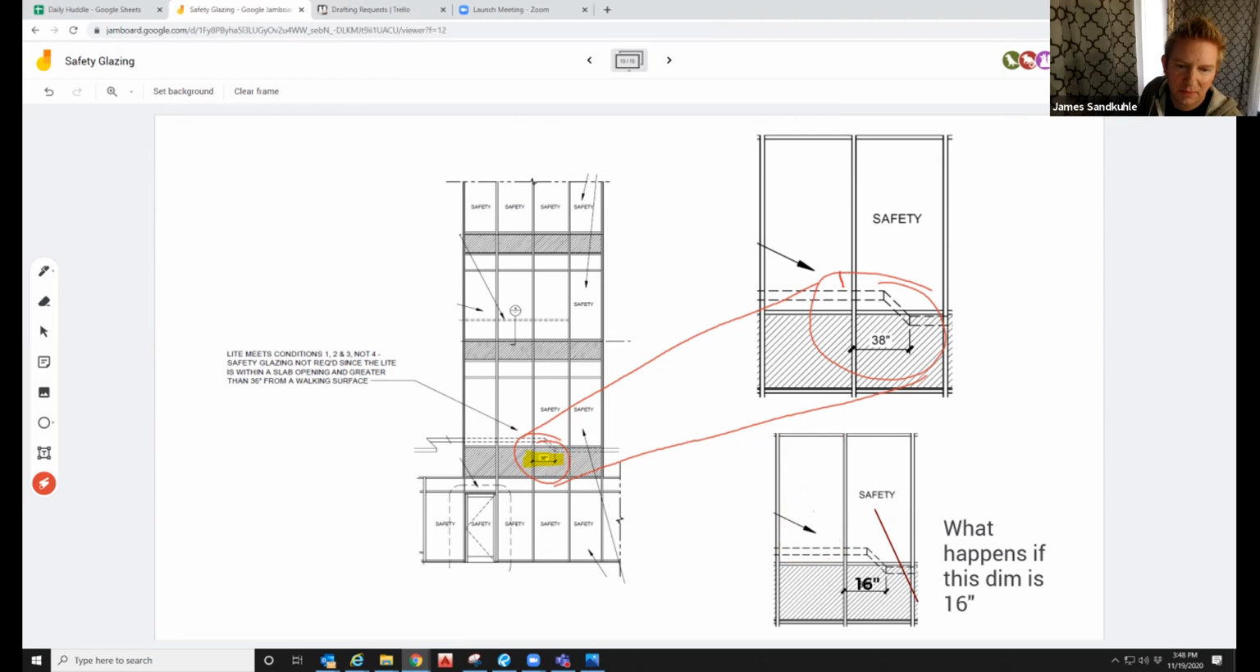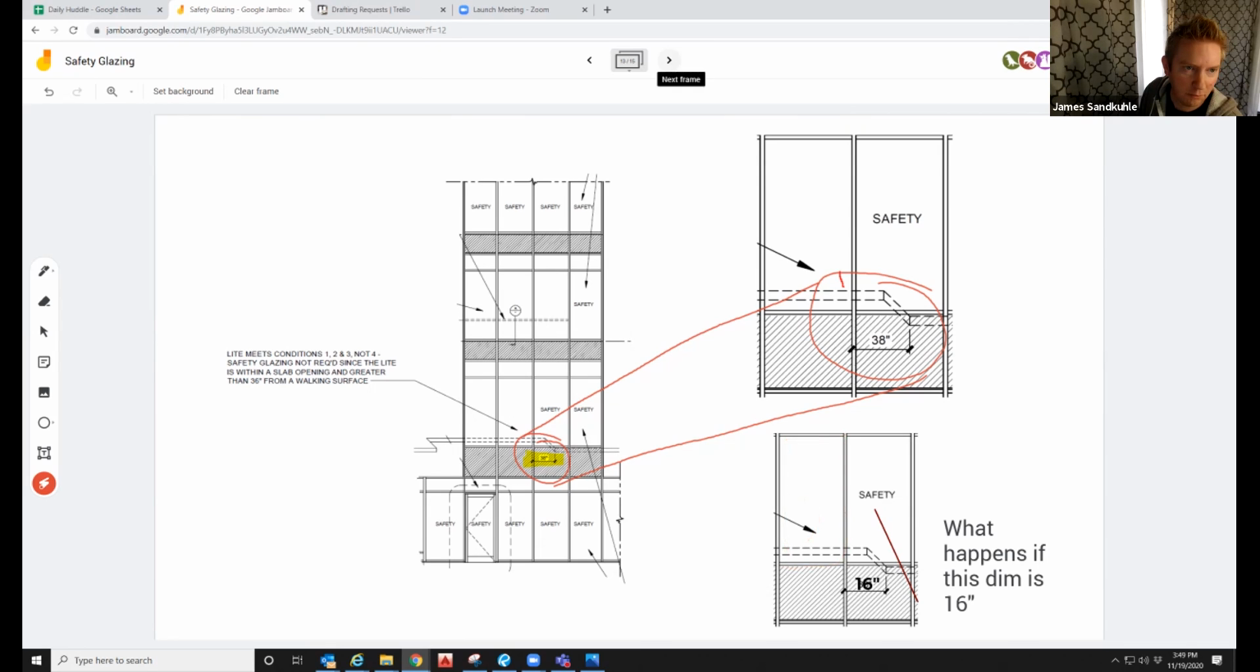Some things may not be so clear when you look at them. Some things may require a conversation, or others, you may just want to, out of an abundance of caution, go ahead and safety glaze. So, any questions on that?